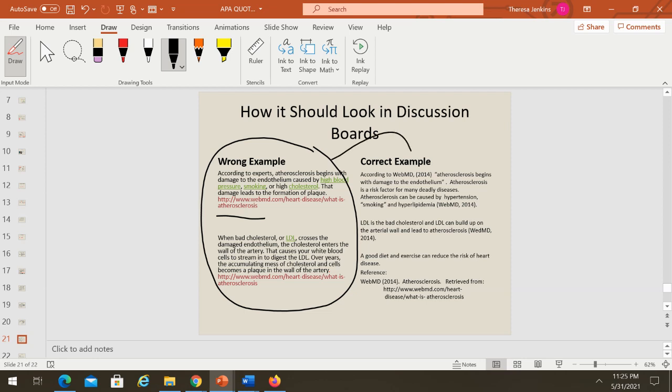So the correct example then, the student starts out with their citation, then they have their quote, they have some paraphrasing, they have their citation, they have some more paraphrasing, and then they have their citation, and then they end with a properly formatted reference. This is how your discussions should look for class. Again, please remember the wrong example, you cannot copy a website and put in a URL. That is by definition plagiarism.